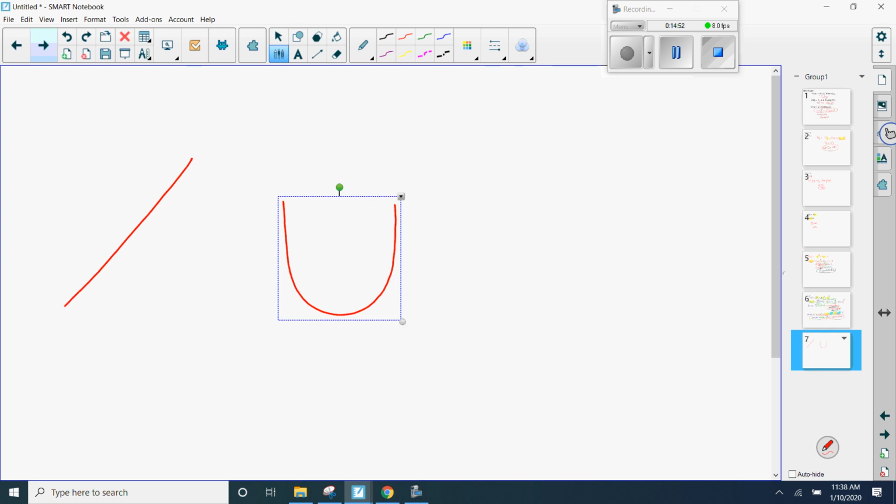What's over here? From here to here, what's your slope? Negative slope. Do you see that? What happens right here? What slope is up? 0. And then as I trace it up over here, what does your slope become? Positive. So your slope is continually changing.